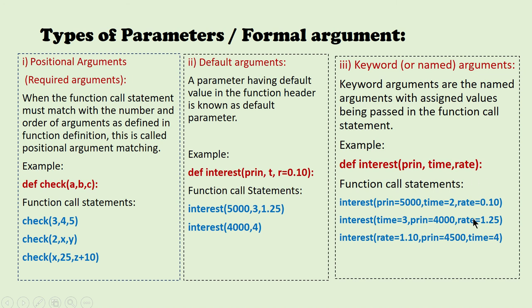Just look at the second example. Here I have given interest of time is equal to 3. What is my first argument? It is PRIN. Here I do not know the order, so I am specifying the value for the parameter to which I want to pass it. I can very well write the function call statement as interest of time is equal to 3, PRIN is equal to 4000, rate is equal to 1.25.